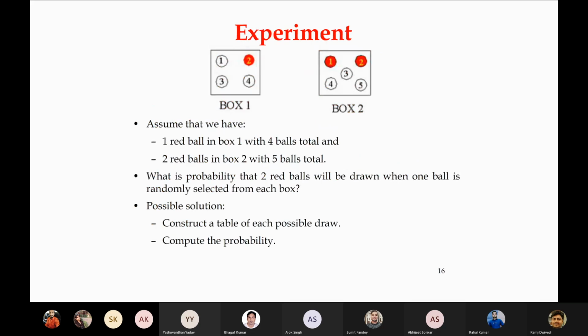So the experiment is saying that you have two boxes. In box one, there is one red ball with four balls total. And in box two, there are two red balls out of five balls total. Now the question is, what is the probability that two red balls will be drawn when one ball is randomly selected from each box? अब आप बताइए इसका आंसर. आपके पास समय है दो चार पांच मिनट का, आप इस प्रॉब्लम को थोड़ा समझिए. क्वेश्चन आपके सामने लिखा हुआ है, you can read it again.